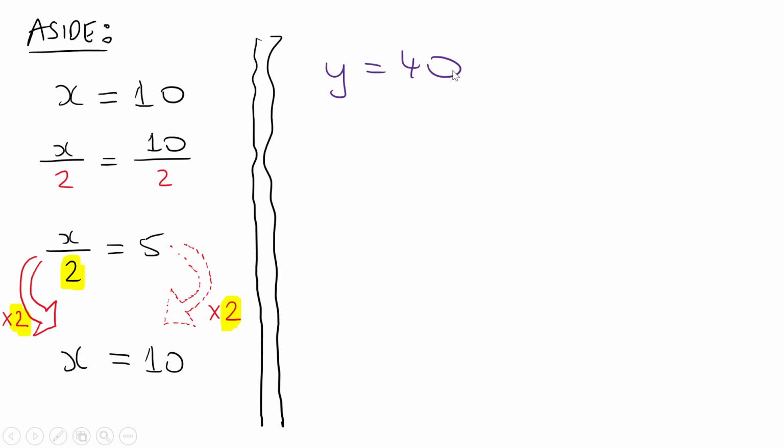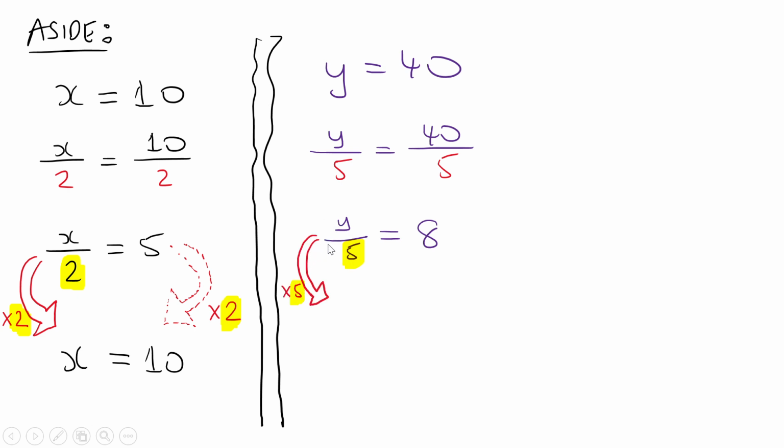y is equal to 40. Let me divide both sides by 5. Now when I tidy this up, y over 5 stays the same, and 40 divided by 5 becomes 8. Again, I've got a fraction. I want to get rid of that fraction, so I look at the denominator. I multiply this side by its denominator, by 5, and I will get left with the bit on top. It's a bit like killing the fraction, I like to call it. If I multiply one side by 5, I multiply the other side by 5, I'm back where I was.